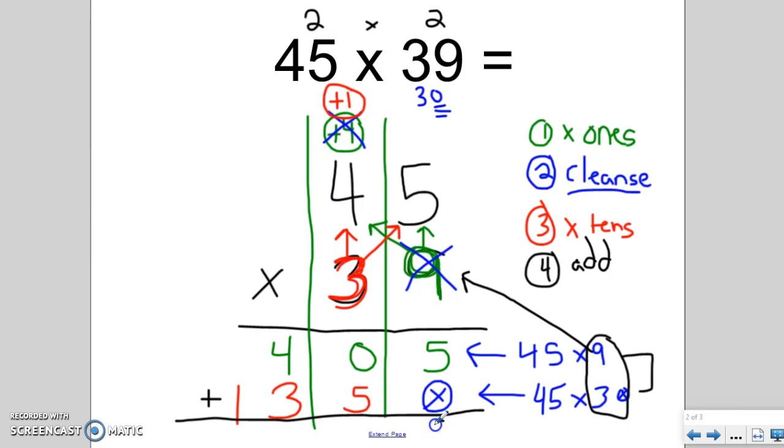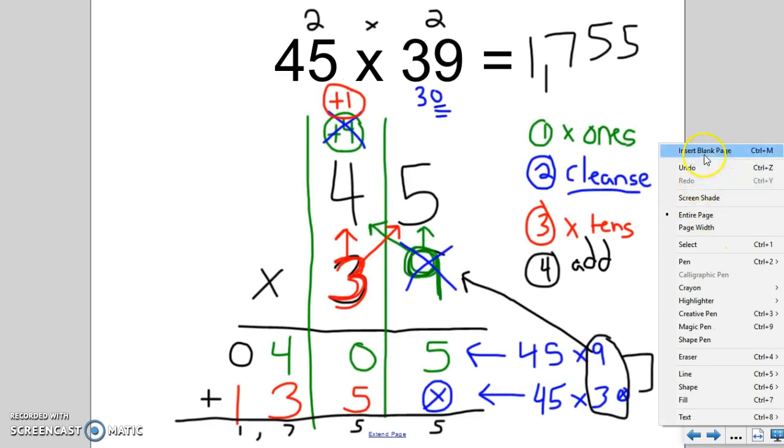5 plus 0 is 5. 0 plus 5 is 5. 4 plus 3 is 7. And there's really no thousands in this number, so 0 plus 1 is 1. And when I throw my comma in, I get a final product of 1,755. Okay, a lot of steps here. So let's try it again. What I'm actually going to do is show you instead, let's do another 2 by 2 just to go a little bit faster.